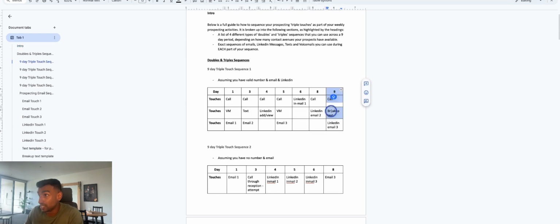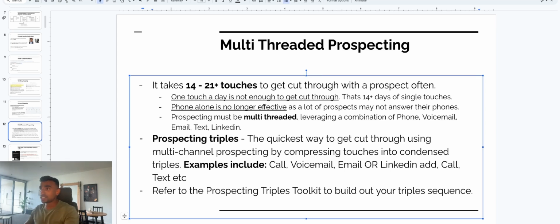Right, so you can see here, day 9, you're calling them, you're sending a breakup text, and you're sending the final LinkedIn. So I've got everything mapped out. Have a look, figure it out. It's not rocket science. So that is how you want to be thinking about prospecting. You want to be doing prospecting in a multi-threaded fashion. Bear with me for a second.